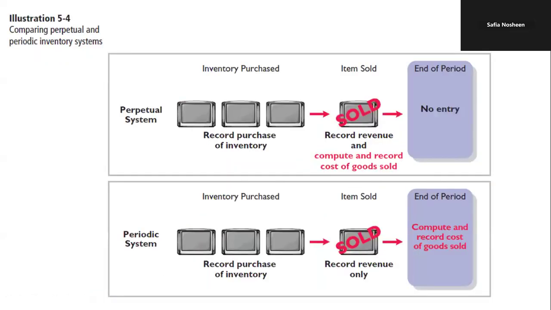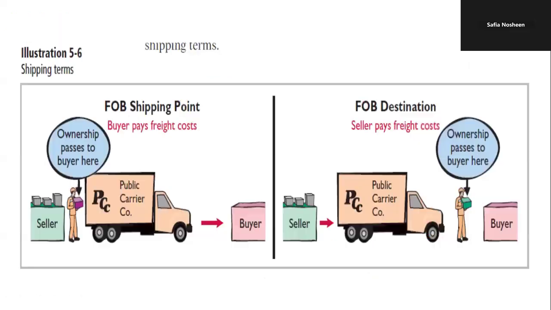This is the comparison between the two systems, perpetual and periodic. In the perpetual system, at every item sold, we record the cost of goods sold, and at the end of the period, we don't need to make any entry for the cost of goods sold. Whereas in the periodic system, at the time of selling, we only record the revenue, not the cost of goods sold. At the end of the period, we record the cost of goods sold separately. This is the difference between the two systems.